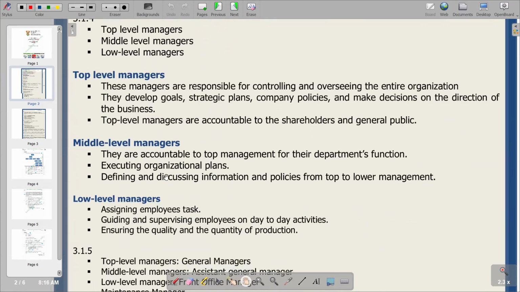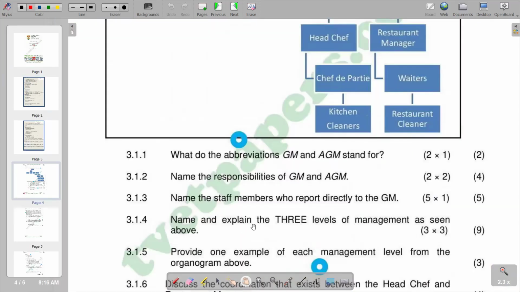Finally, we've got the low level managers, who are responsible for assigning employees tasks, guiding and supervising employees on day-to-day activities, and ensuring the quality and quantity of production. That's what we have on that part.